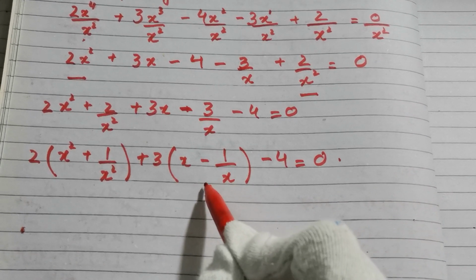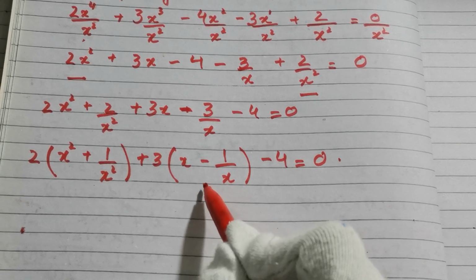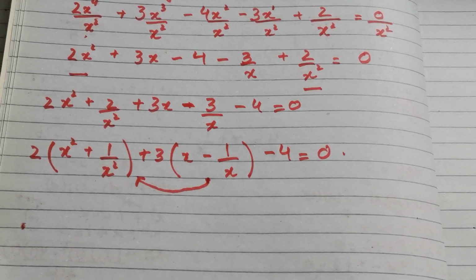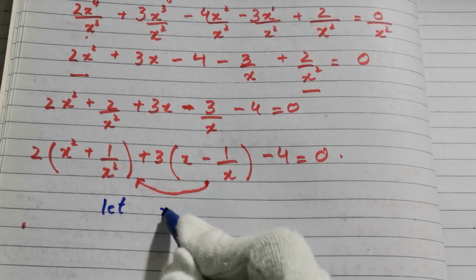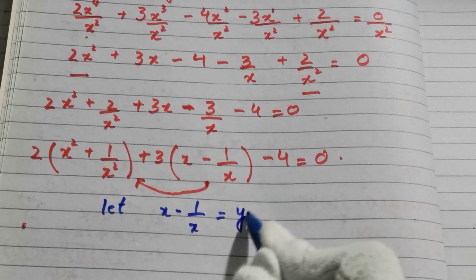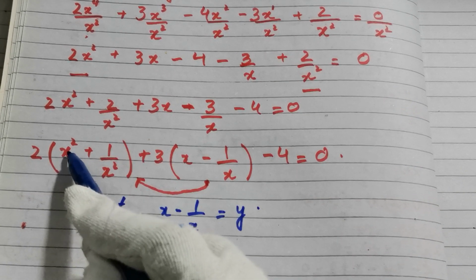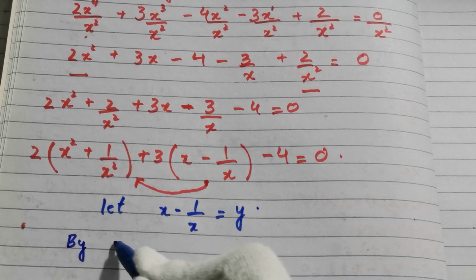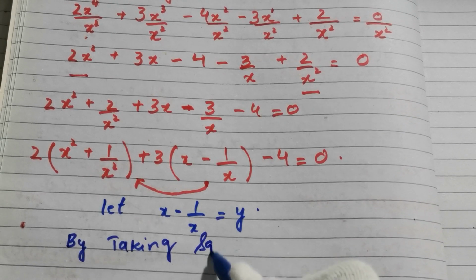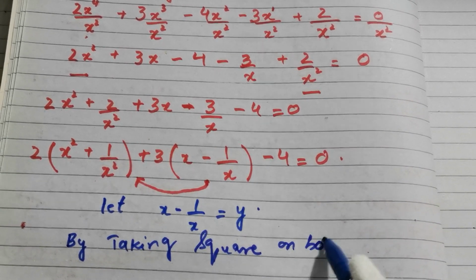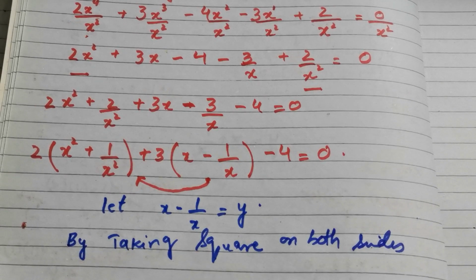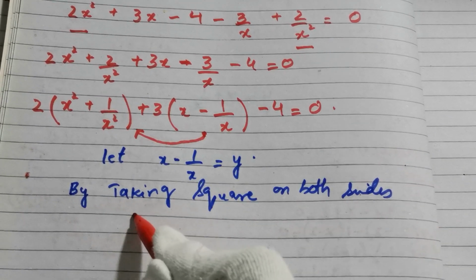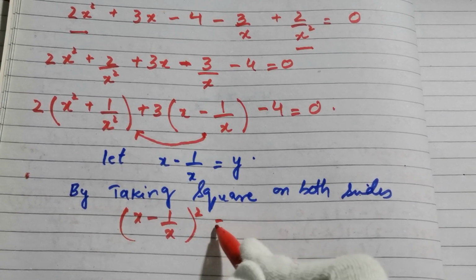Now we consider this term and consider this term, and we will approach this term. So let x minus 1 by x be equal to y. We want to find the value of x square plus 1 by x square, so how to find it? By taking the square on both sides. So x minus 1 by x whole square is equal to y square.